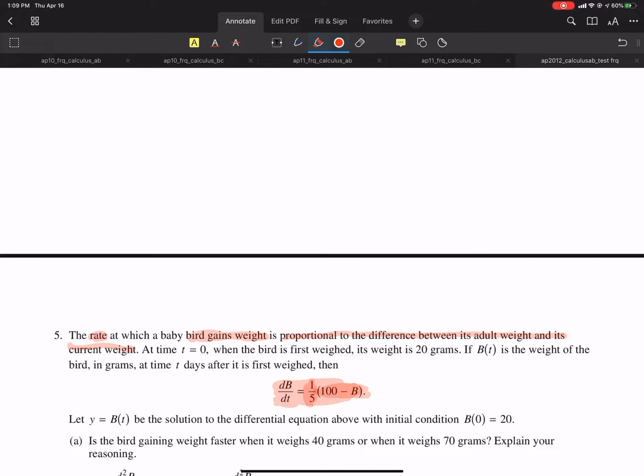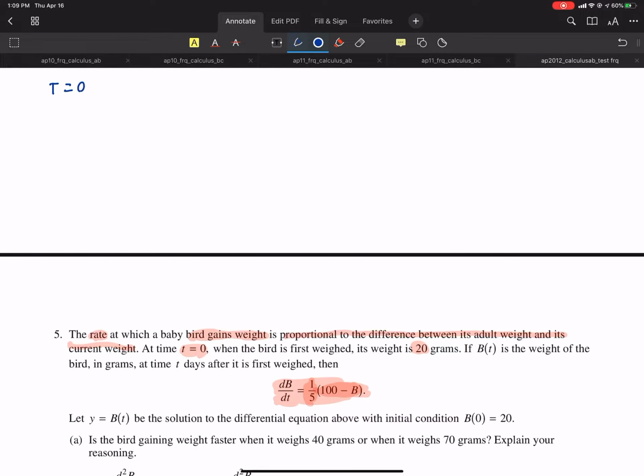So at time t equals 0, we know the bird weighed 20 grams. I want to write that down as part of my information. When t is 0, b is 20. We could do grams here. And they actually restate that again right here, so I'm going to write that also in that way. In other words, b of 0 is 20. That's just the initial condition.